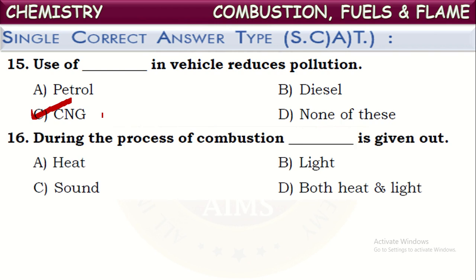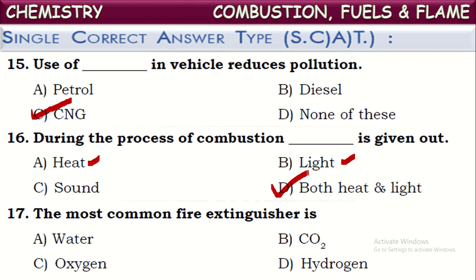Next one. During the process of combustion, dash is given out. What is combustion here? The burning of fuels in the presence of oxygen to produce carbon dioxide and water vapor along with heat and light. So during the process of combustion, heat and light are produced. Both heat and light.